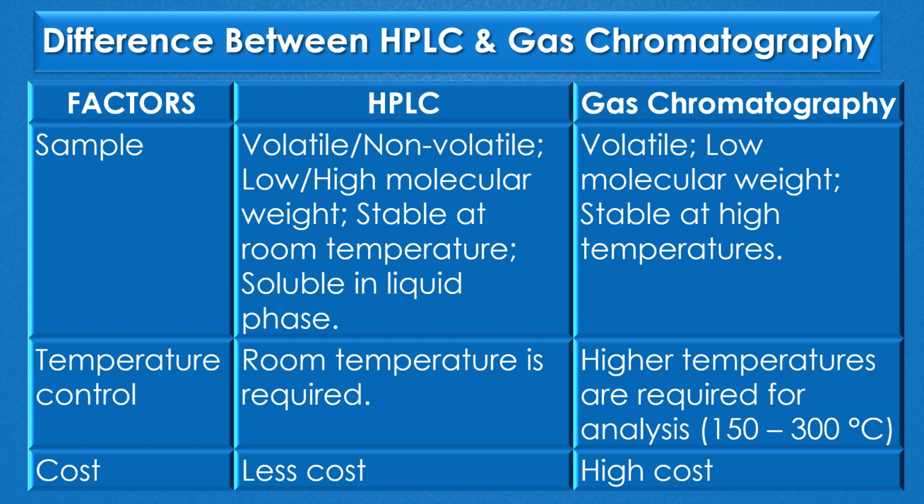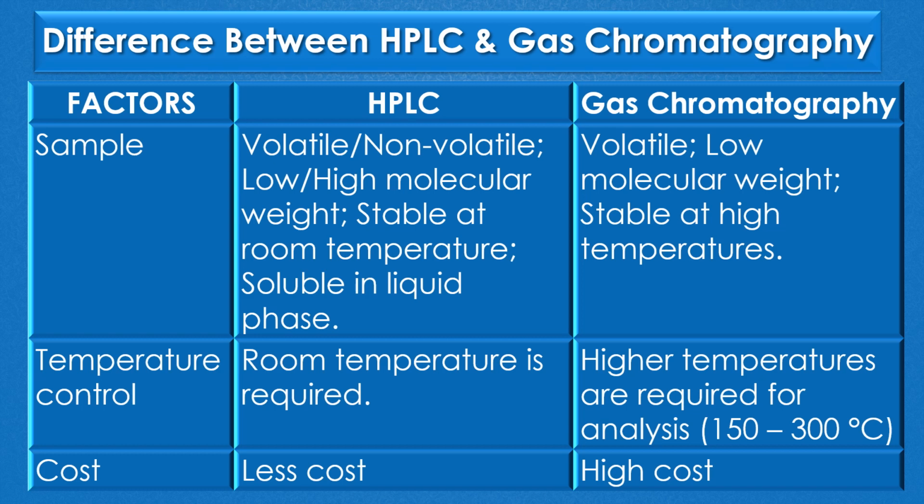The sample used for the HPLC should be volatile or non-volatile, low or high molecular weight, stable at room temperature and soluble in liquid phase. And the sample used in gas chromatography should be volatile, low molecular weight and stable at high temperature.